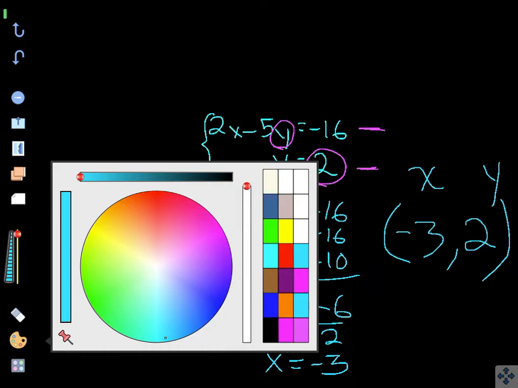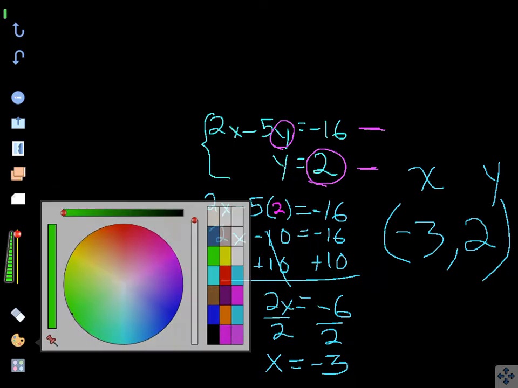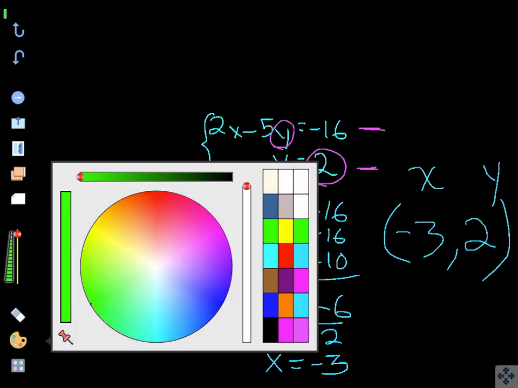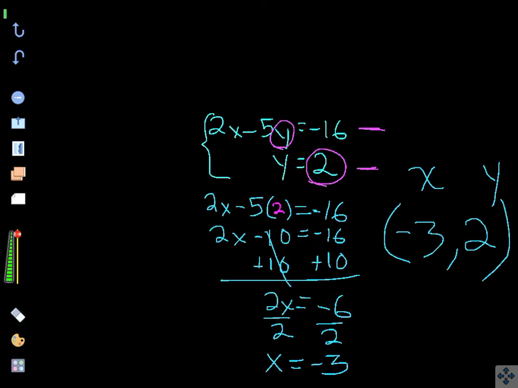So let me pick a nice bright color. I guess green. So I'm going to plug in negative 3 for x and 2 for y and make sure that the equation works. Now, a lot of the times when you're checking a system, you have to check both equations. However, in our bottom equation, y is just equal to 2. There's nothing to plug in to check there.